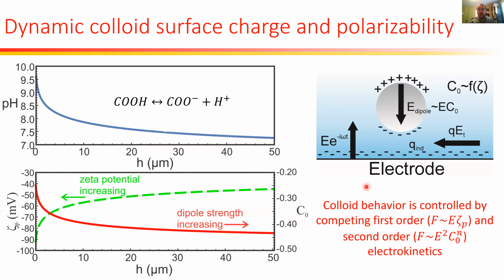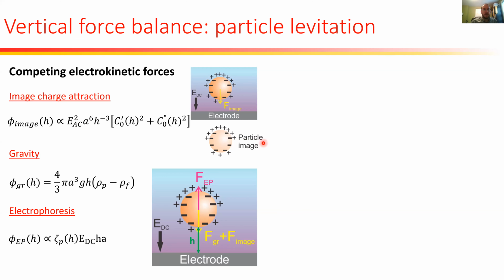And so our hypothesis here is that the behavior we see in terms of this levitation, as well as the exploding of the assemblies, is controlled by competing first order electrokinetics, so this would be motion of the particle in the electric field by electrophoresis, and second order electrokinetics, and these are our electrohydrodynamic fluid flows and our dipolar interactions. So we have a number of competing electrokinetic forces.